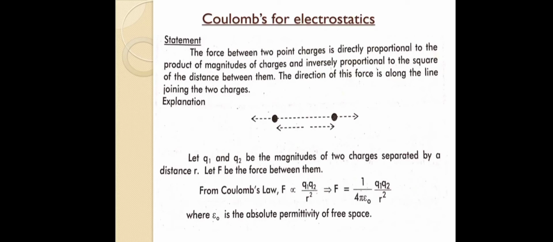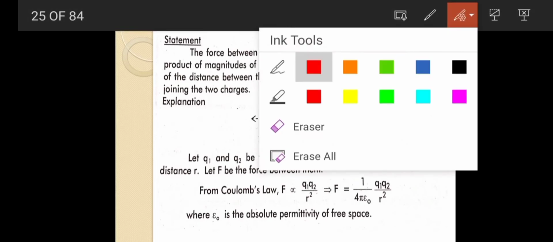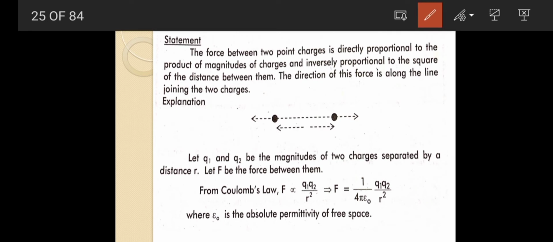You can observe here in the equation. From Coulomb's law, mathematically, the force of attraction or repulsion between two charged bodies is directly proportional to the product of the magnitudes of the charges and inversely proportional to the square of the distance between them, which is r square. Now, if you remove the proportionality sign, you will get a proportionality constant. That constant can be replaced by 1 by 4 pi epsilon naught. The term 1 by 4 pi epsilon naught involves the absolute permittivity of free space.